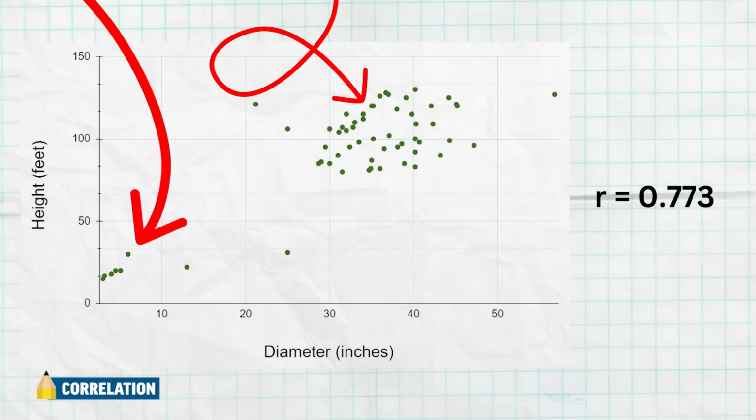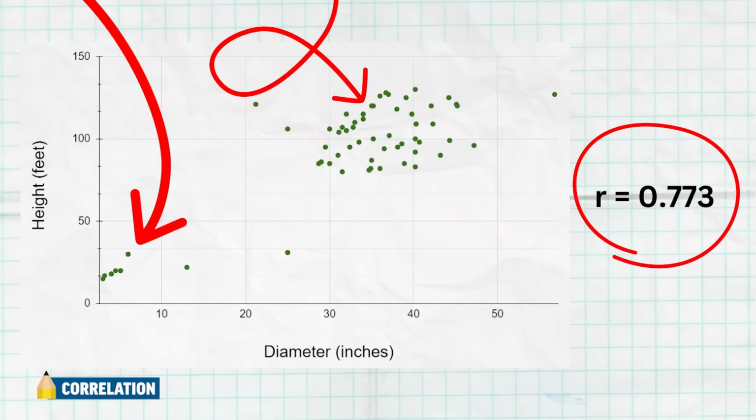That kind of makes sense. And we see the correlation here is 0.773, which again is positive and pretty strong. It's not close to 1, like a 0.9, which would be very strong, but it's definitely somewhat strong.